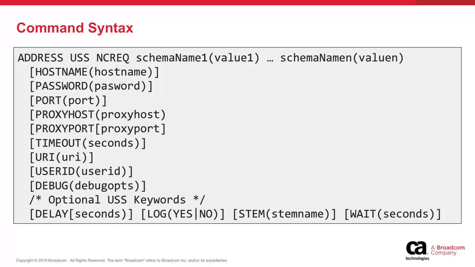The parameters hostname, port, user ID, password, URI, proxy host, and proxy port may be omitted if the corresponding environment variables were provided in the USS ENV dataset. If values are provided on the command, they override the values specified in the USS ENV dataset, which is pointed to by the ENVFILE DD in the Ops MVS USS proc. The optional USS keywords are the same for all USS commands. These control how the USS server handles command execution and output.